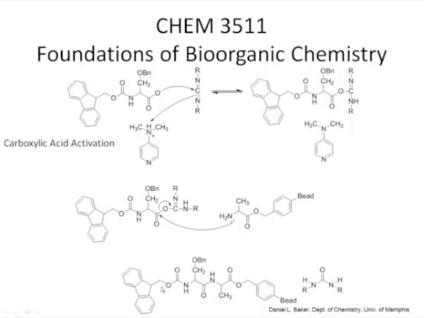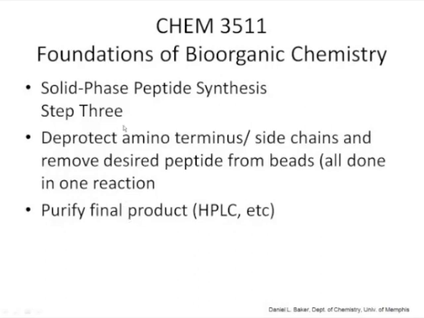Okay, and then the next step is going to be to deprotect this and go through the next coupling step. So in this step 3, we're going to deprotect the new amino terminus that we've made, and add any of our next residues. We're going to keep going through that, and then at the very end, we're going to deprotect the amino terminus, all the side chains, and cleave from the bead all in one reaction. And we'll show you how to do that. And usually the next step is to purify this final product using something like HPLC, which is going to get a nice clean single product at the end.